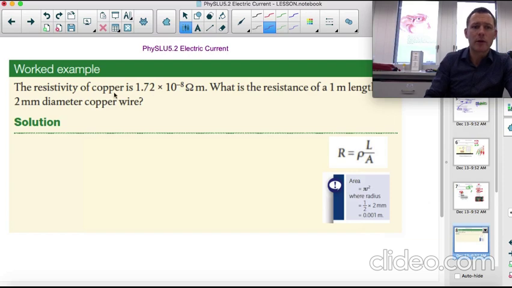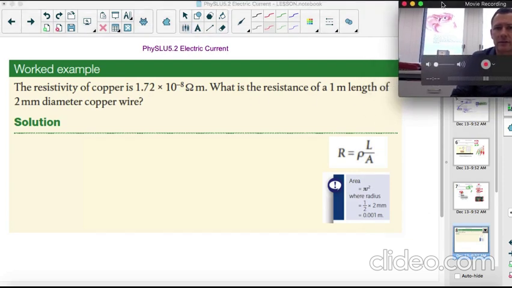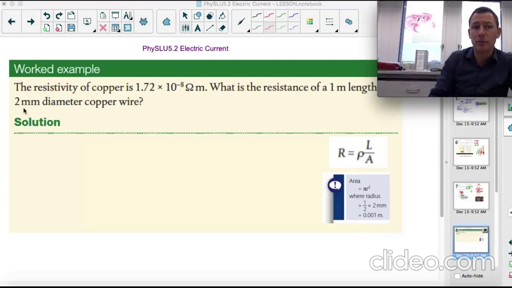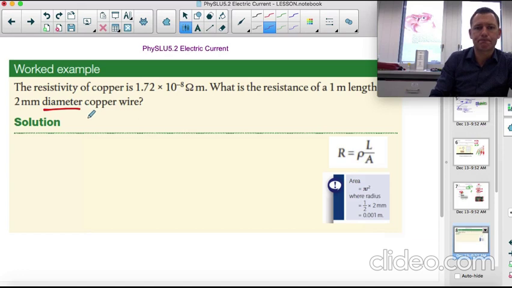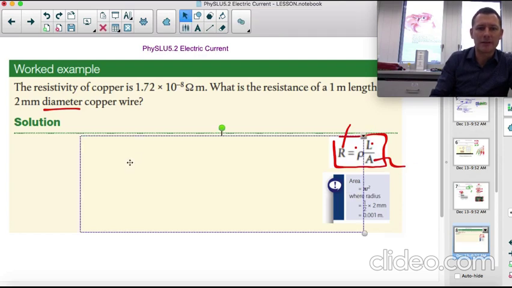So let's try it out. Resistivity of copper is this. What's the resistance if it's 1 meter in length and 2 millimeter diameter? Try that. Okay, we're trying to find the resistance, the R. We know L, we know rho, but they gave us 2 millimeters and not the area. So that's a fussy little bit.